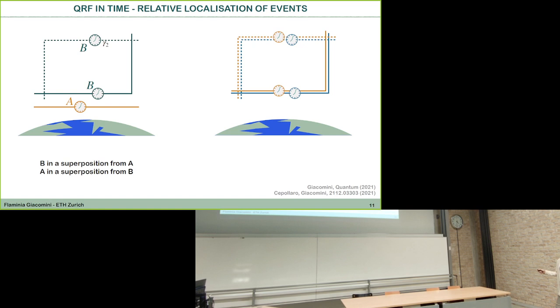Instead, if I now put A and B in an entangled state where they always go in the same path in the interferometer, what I see is that if I go to the quantum reference frame of one of the two clocks, the other one always agrees with the clock that I'm choosing.